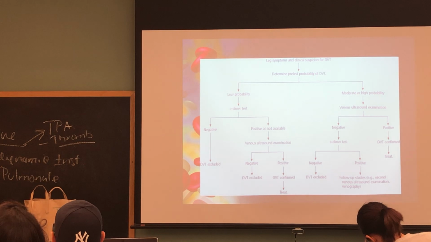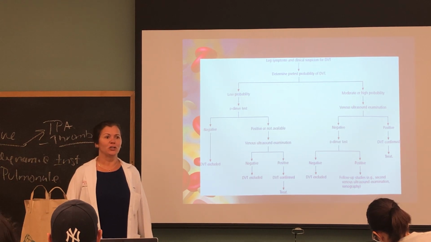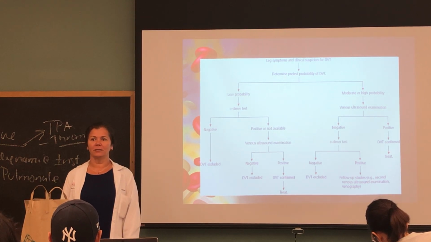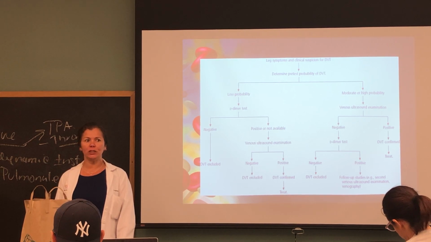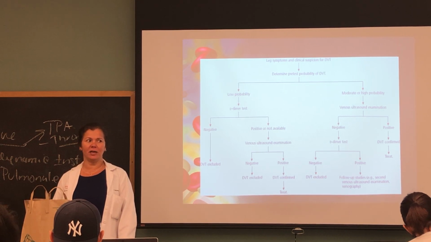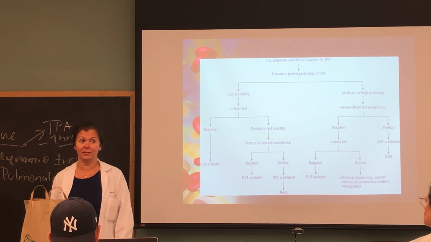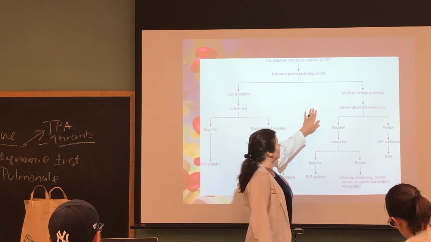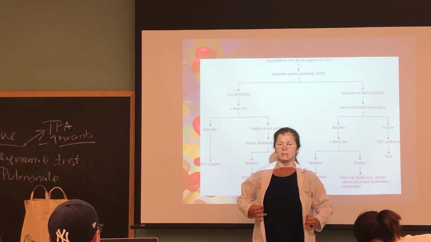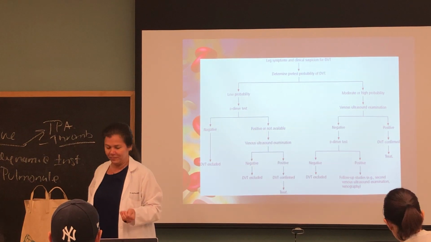What is the VQ scan? That's the one that gets the ventilation perfusion of the lung. So again, listen to me. When you suspect that the patient has a thromboembolic event, you have, as you could see, low probability and moderate probability. Let me give you an example of what that means.